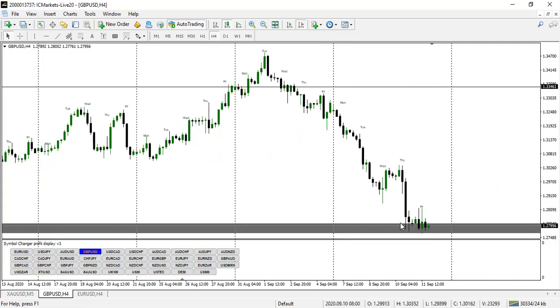Now, seeing this particular area, there are some zones that can really serve as a rejection for us. Number one, we have this zone, right?